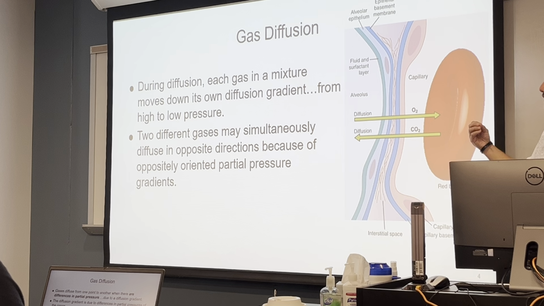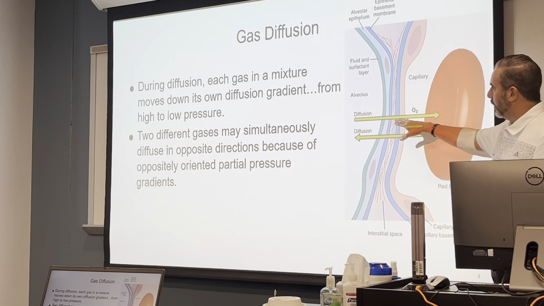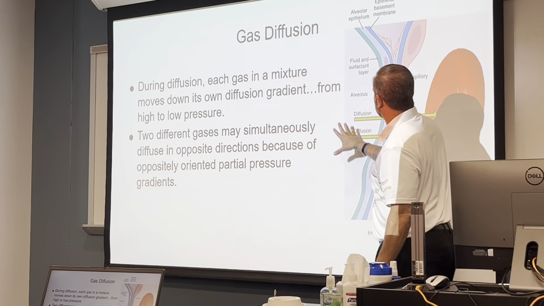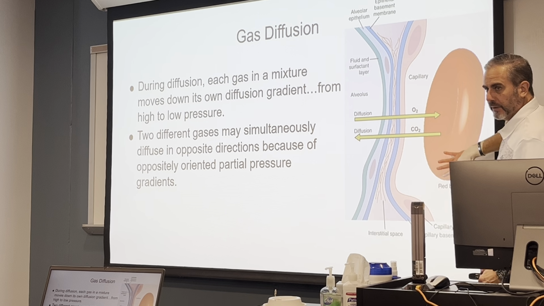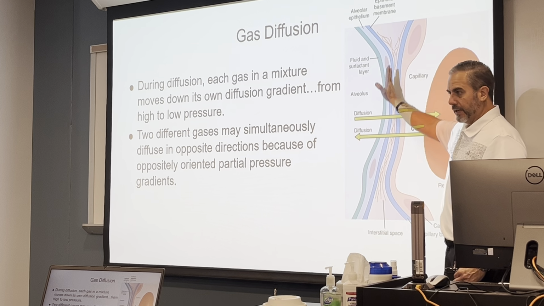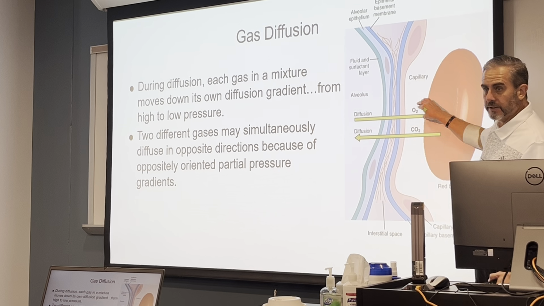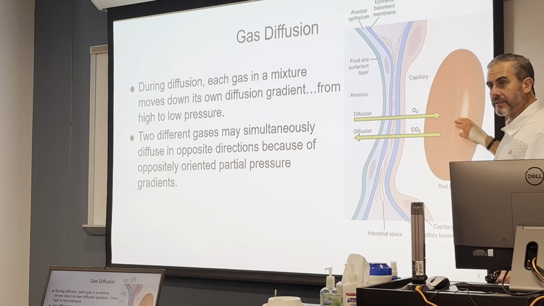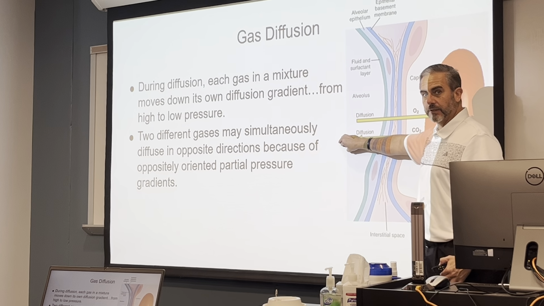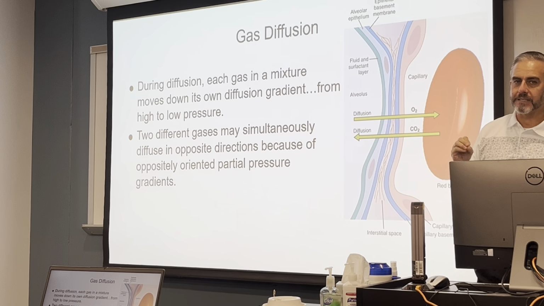All right, so gas diffusion. Each gas in the mixture, in this mixture specifically, oxygen and carbon dioxide, has its own diffusion gradient going from high pressure to low pressure. My example here: here's the alveolus, here's the blood, here's the capillary. That area between the two we refer to as the alveolar capillary membrane that gases are going to diffuse through. Now, oxygen we know will diffuse into the bloodstream, and we know carbon dioxide will move from the bloodstream into the alveolus for us to exhale that carbon dioxide. And we know this continues every time we're breathing.